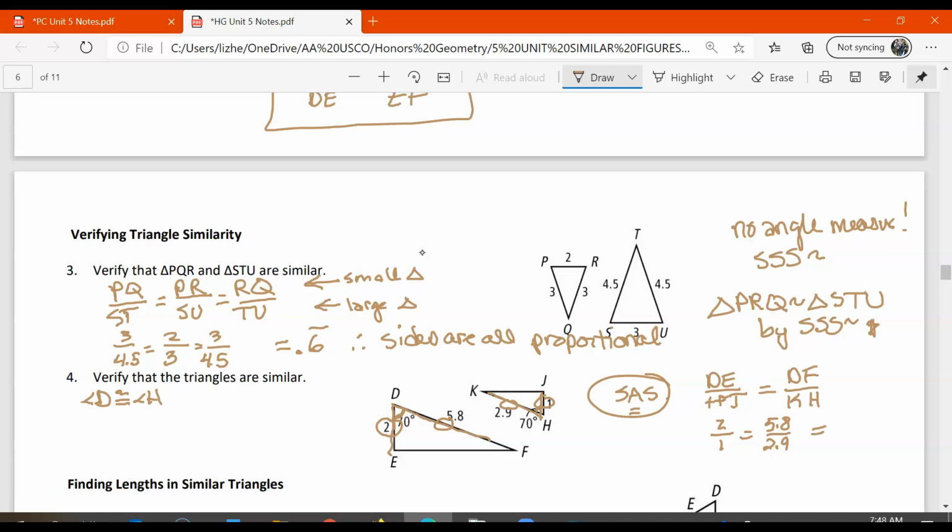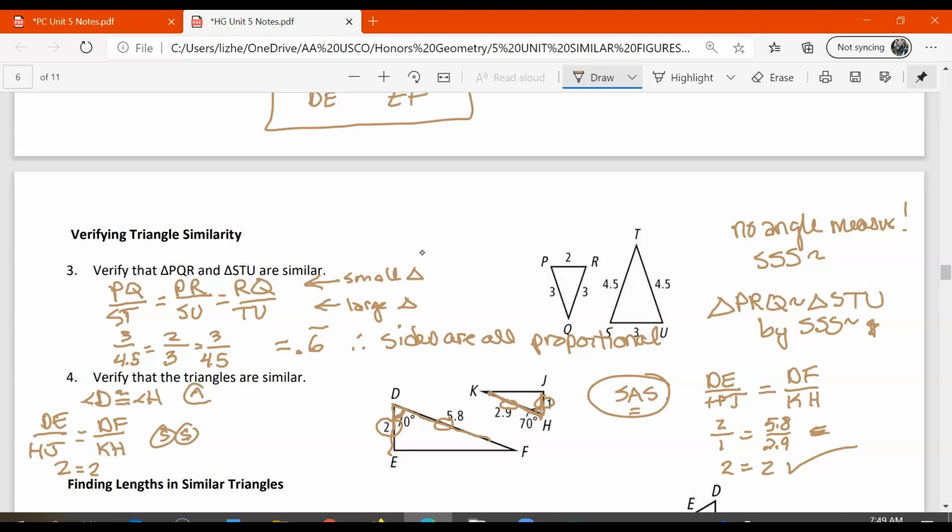What do both of those numbers simplify to? Well, 2 over 1 simplifies to 2. So you can write that there. And then you can take your calculator if you don't know it already, and you can say 5.8 divided by 2.9 is also 2. So 2 equals 2. So therefore, my two surrounding sides are proportional and the included angle is congruent. So I can say, over here I would say DE to HJ is equal to DF to KH, because 2 equals 2. And so I have my angle and I have my two sides.